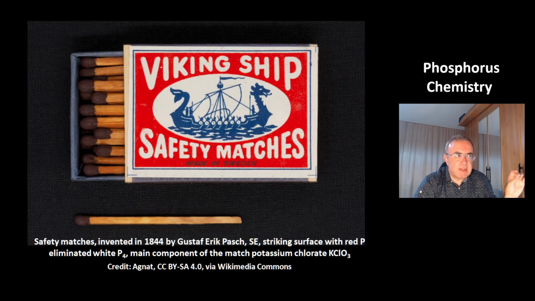This is a picture of safety matches. They were invented in 1844 by Gustav Erik Pasch from Sweden. The innovation was the striking surface that contained red phosphorus. Red phosphorus is less reactive than white phosphorus, P4, which makes these matches safer. So with this innovation, the dangerous white phosphorus P4 was eliminated. And the main component of the match is the compound potassium chlorate, KClO3.